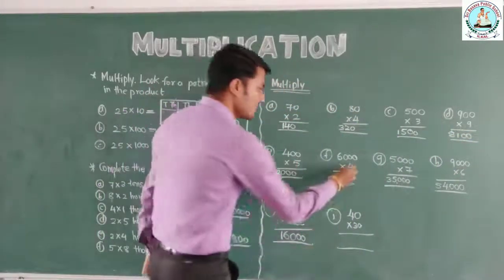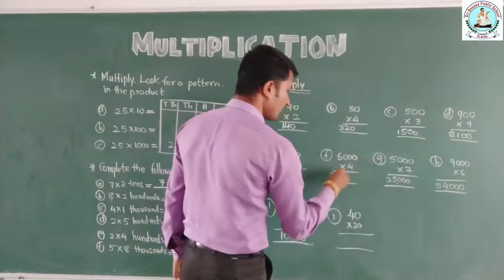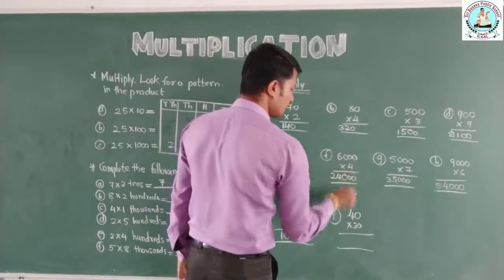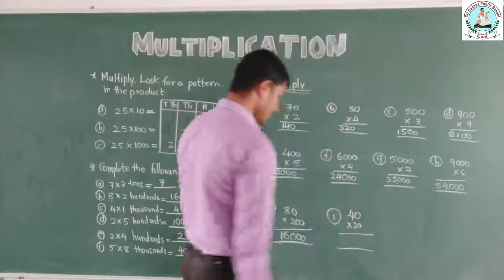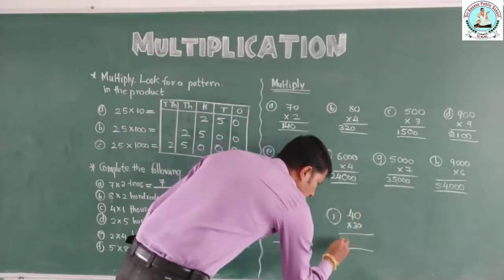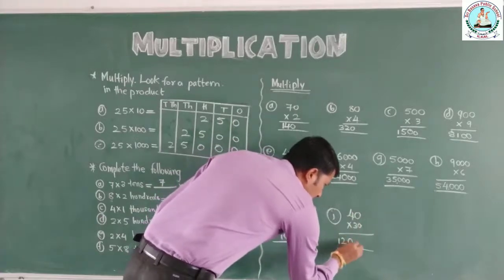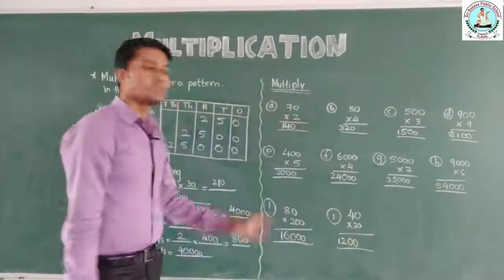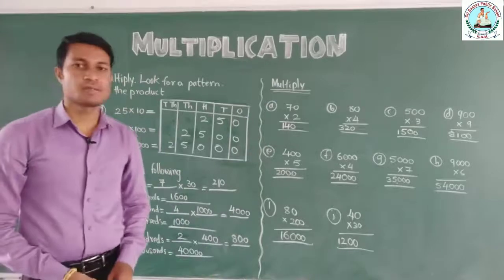Make a note of this. 4 times 6, it is 24. How many zeros? 1, 2, 3. It is solved. It is also solved. It is also solved, and only this remained. So let us solve that one too. 3 times 4 will be 12, and how many zeros? 2 zeros. So that's it. So you can solve like this using the multiplication made easy method.